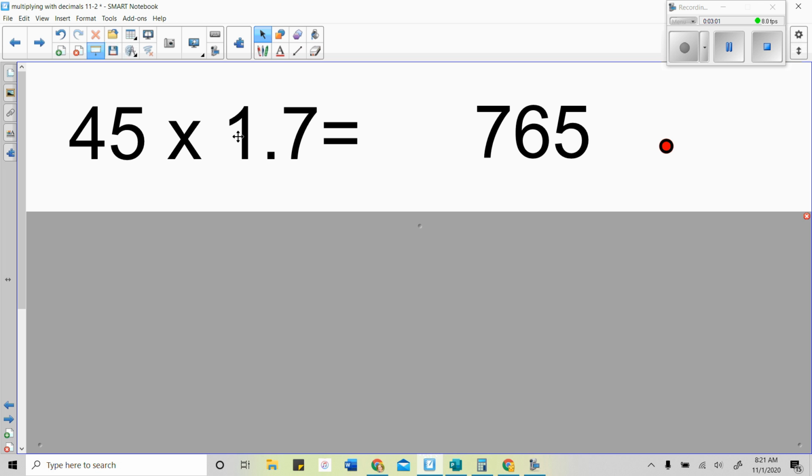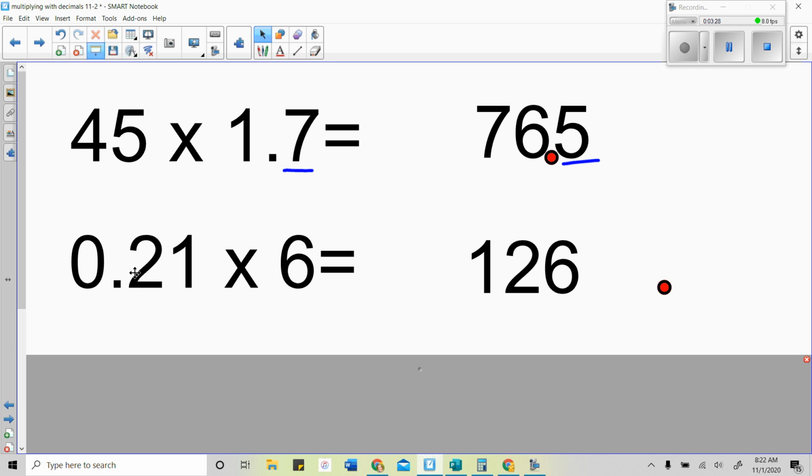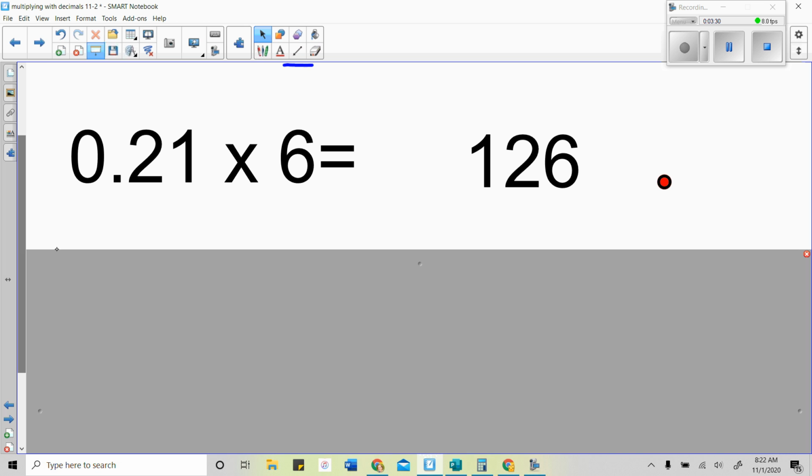So if you have the paper, this is on your paper, and if not, if you will just write this down, jot it down. And looking at the problem, does the 45 have a decimal? No. So we move to the next problem. Does the 1 7/10 have a decimal? Yes, it does. So I'm going to underline. I have 1 decimal place. So I go to my answer, and it should have 1 decimal place as well. So the decimal would go in front of that 5. So pause as you need to go through these problems.